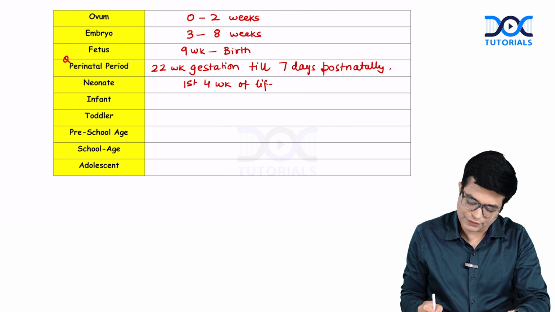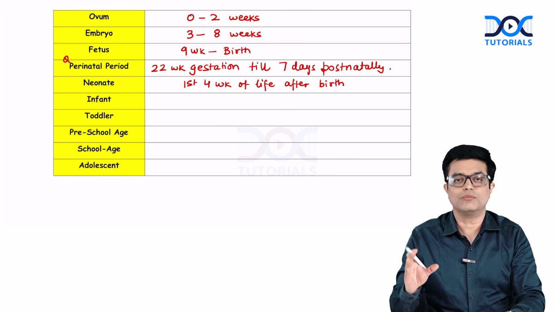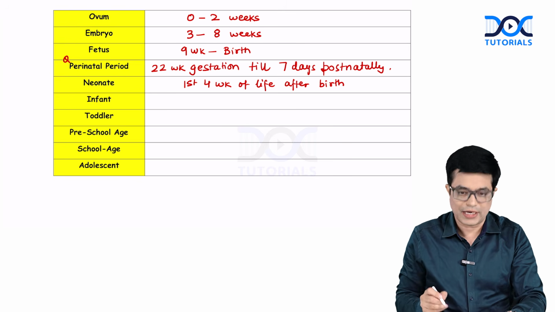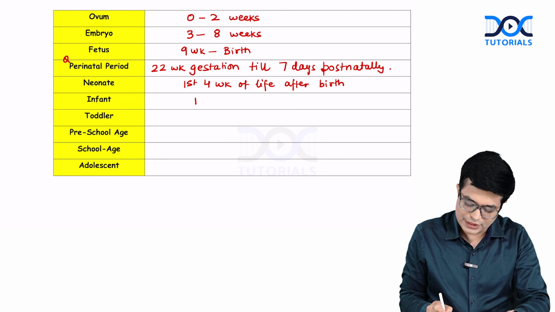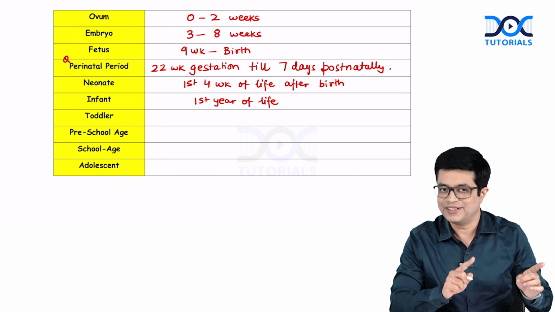First 4 weeks of life after birth. So, the first 28 days of life after birth, the child is called a neonate. Neonate and newborn are the same thing. Who is an infant? Infant is the period which is the first year of life. So remember the funda: all neonates are infants, but all infants are not neonates, right?